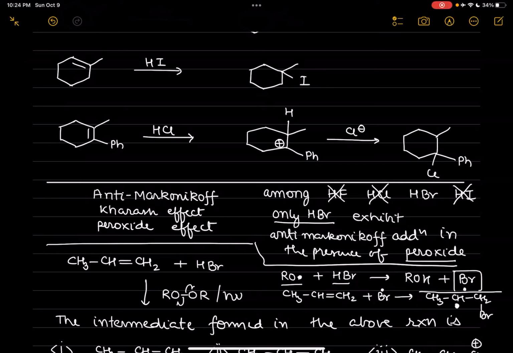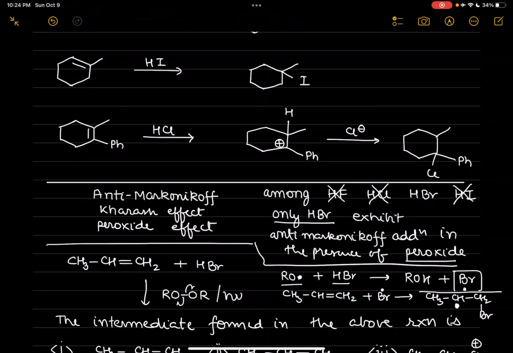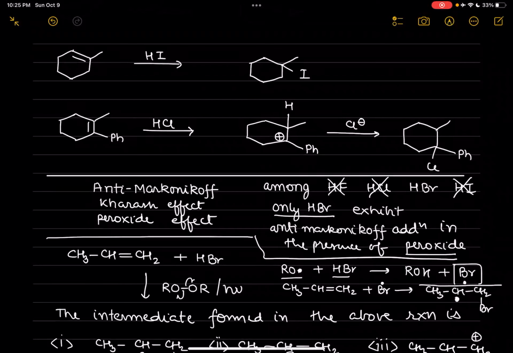So HI can break very easily and it can form I radical. But then why is HI not breaking and giving that anti-Markovnikov addition? Tell me. I don't know why HI cannot do anti-Markovnikov. Actually, I radicals form very easily, so it should work.